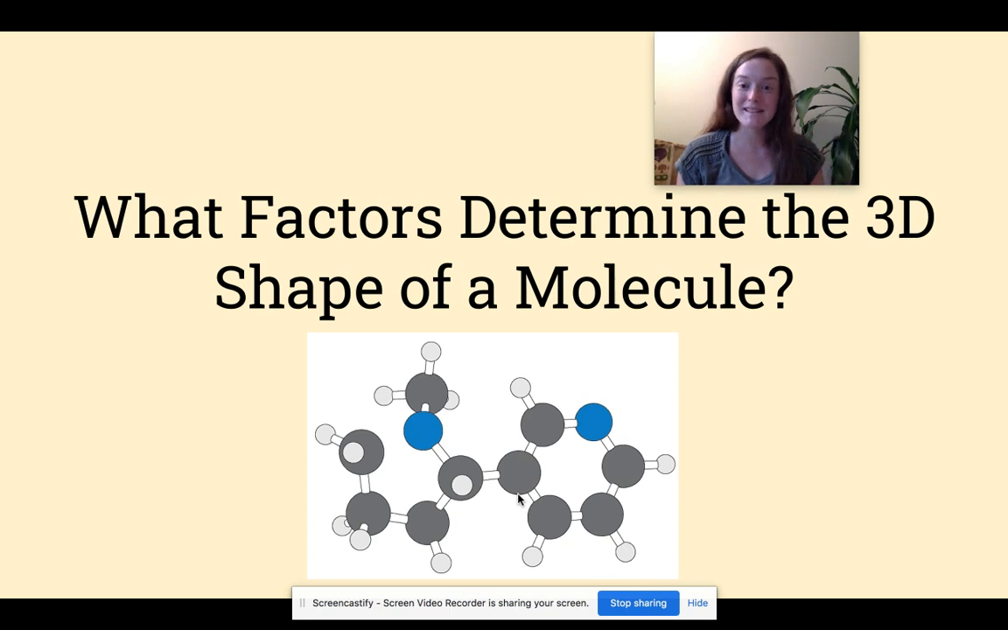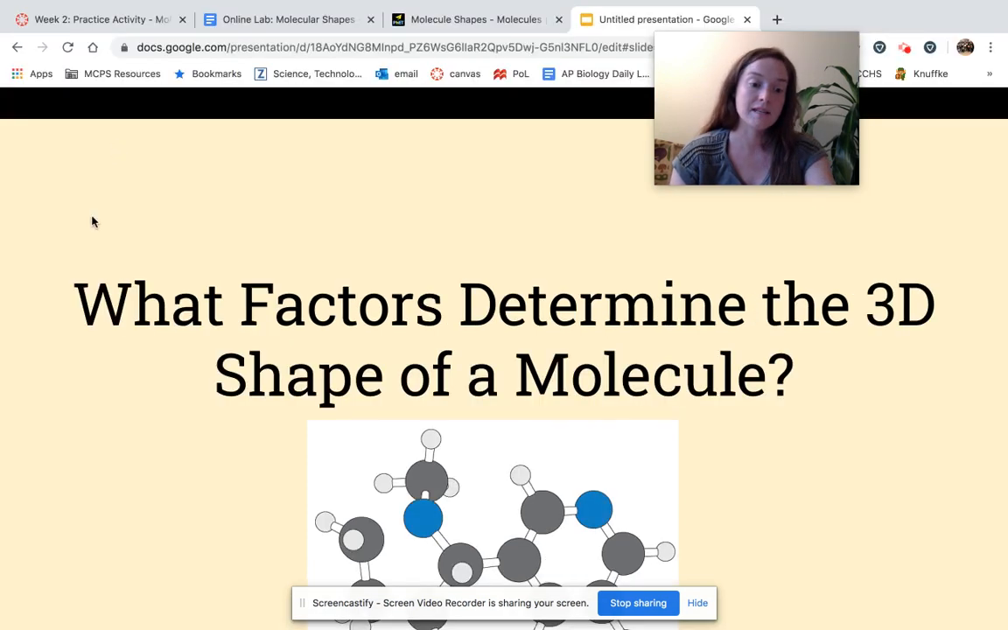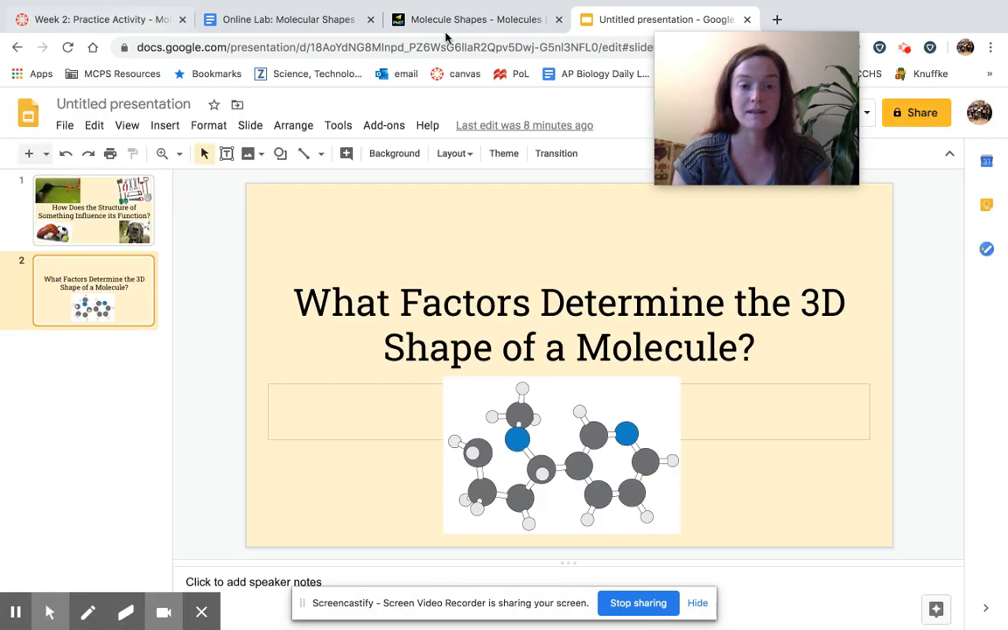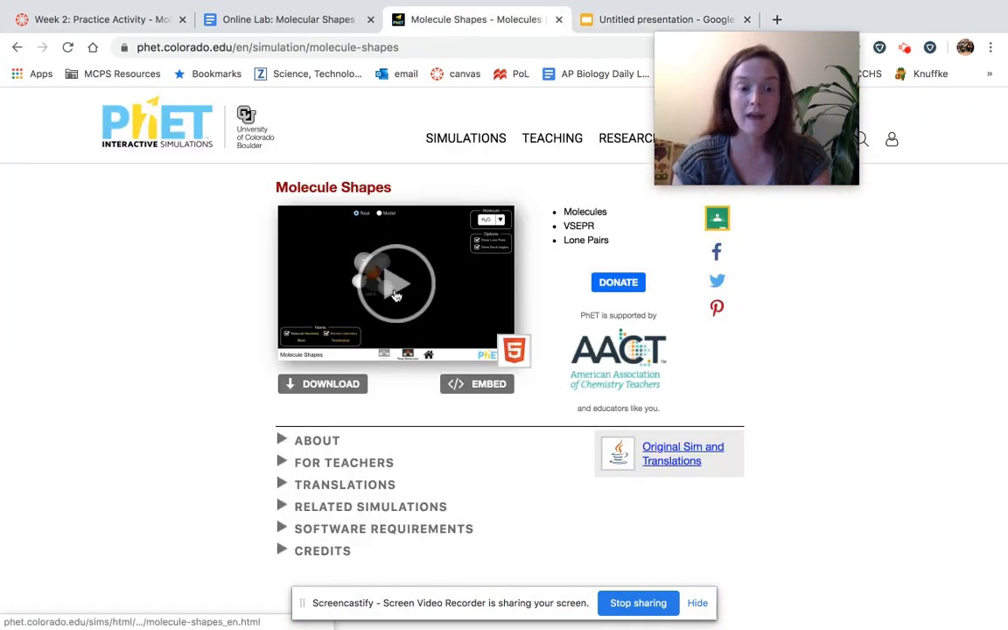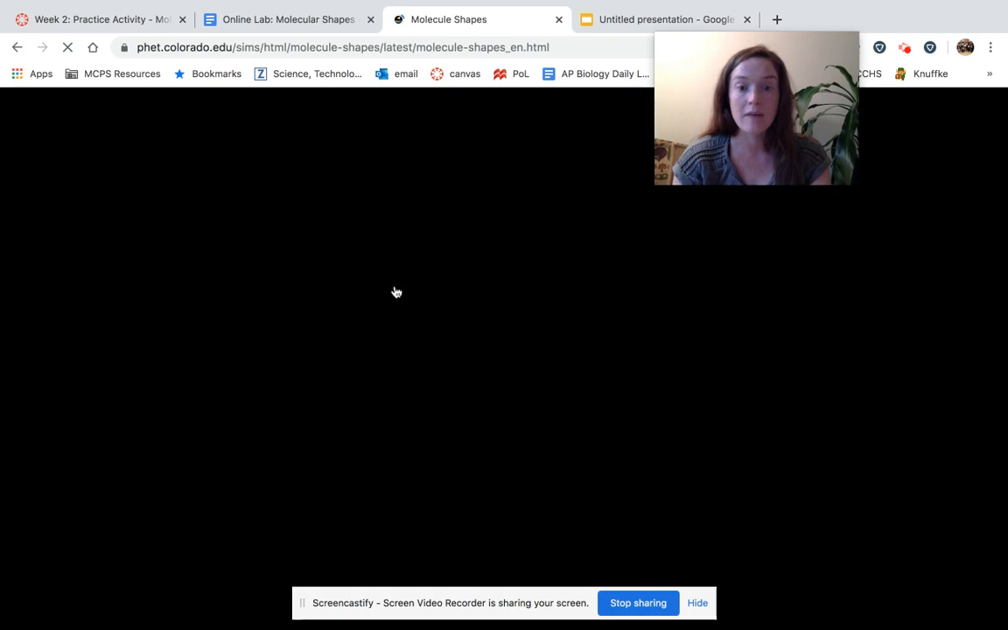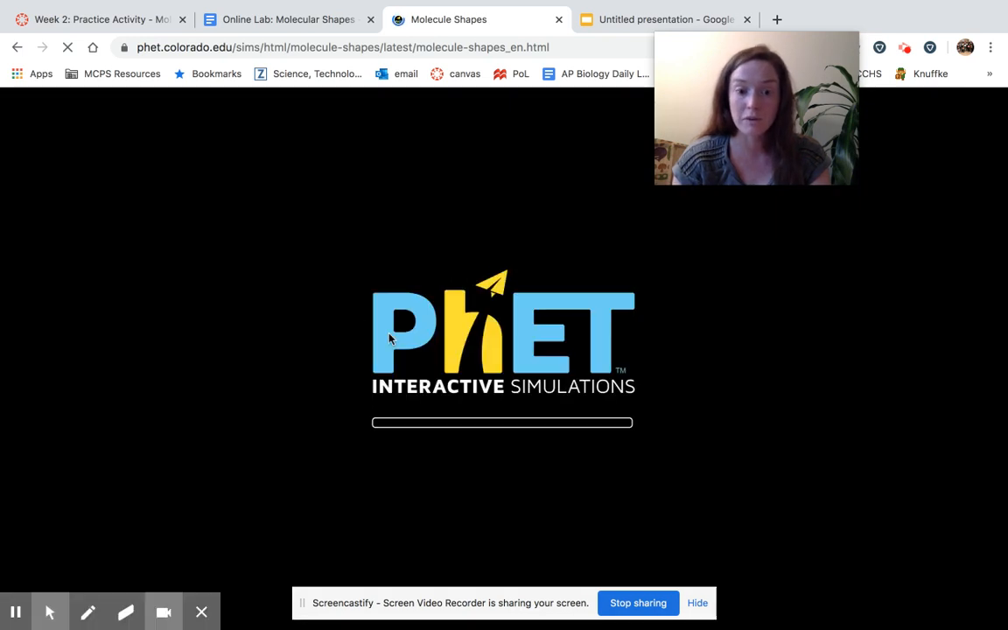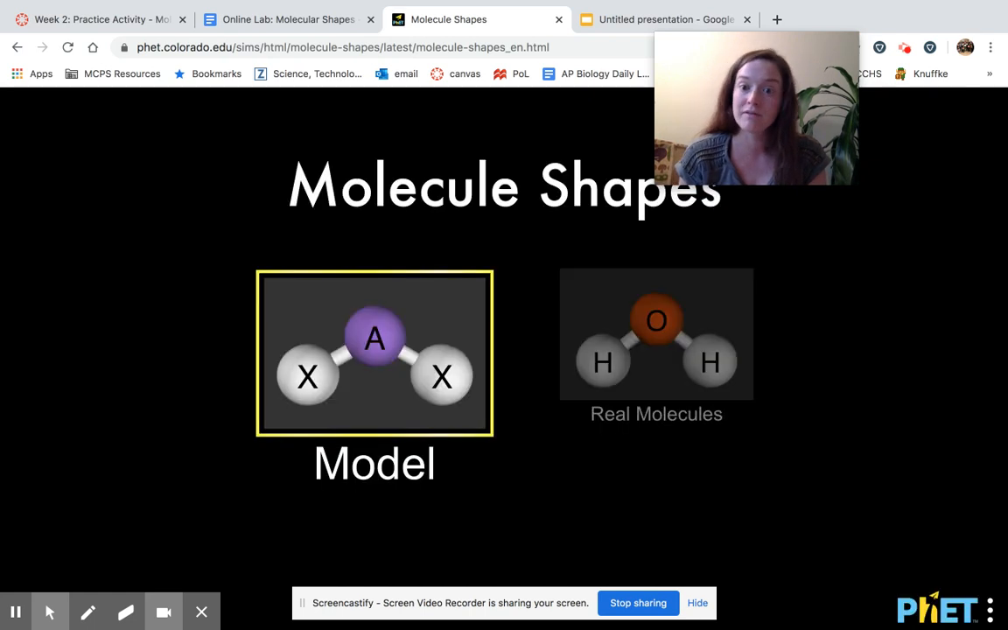All right, so a few things to think about this week as we build on our knowledge of Lewis structures from two-dimensional molecules into looking at 3D shapes. We're going to do an online lab through PhET. I'll just ask you to go through and explore it to begin with, to get into the modeling part. And then we'll start to actually determine what factors influence the 3D shapes of molecules.